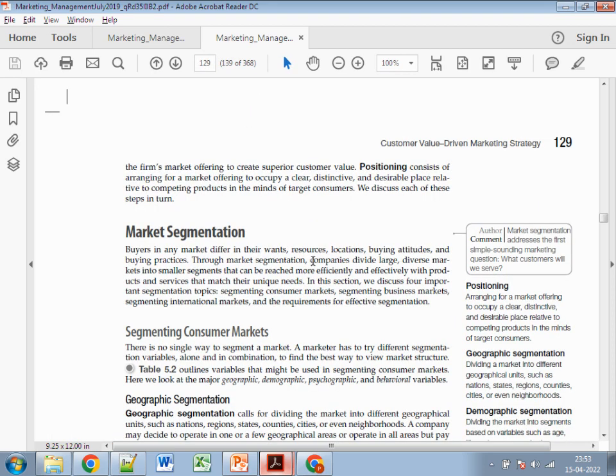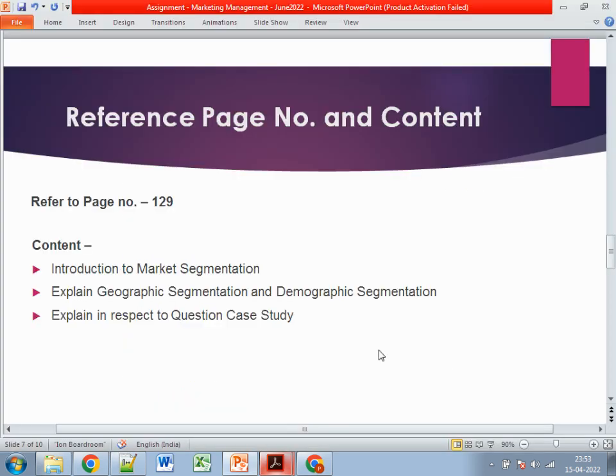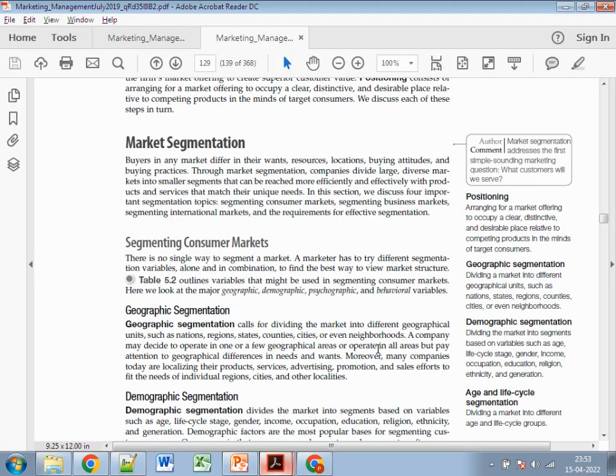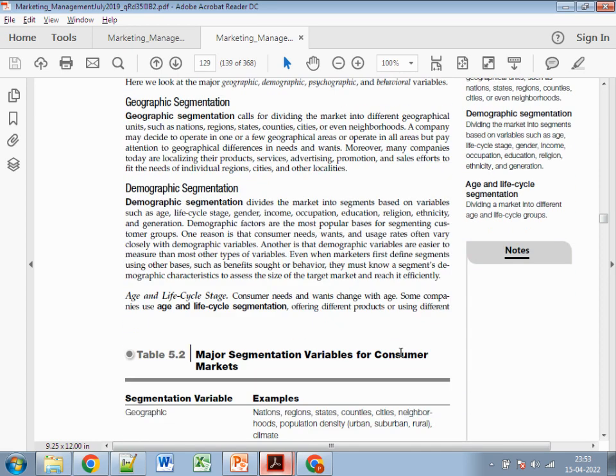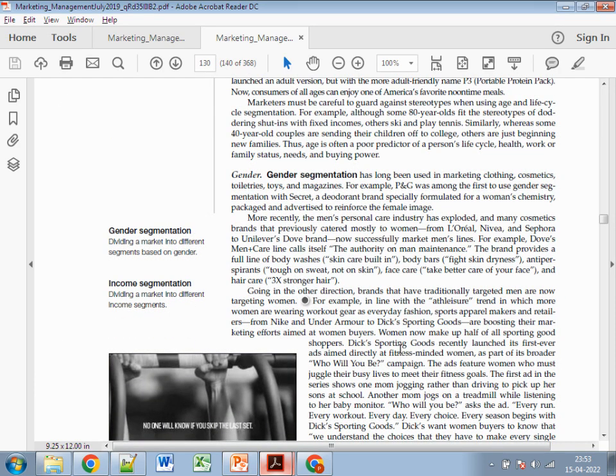It's clearly mentioned: market segmentation, how you segment your market by geography, because if you're opening a theater chain, then it's related to splitting it into countries, cities, or maybe towns, or if you are planning to cover rural areas. Next is demography. In demography, there are multiple variables like age, life cycle, gender, income, occupation, education, religion, ethnicity, and generation. You can explain all of this with respect to the theater chain.